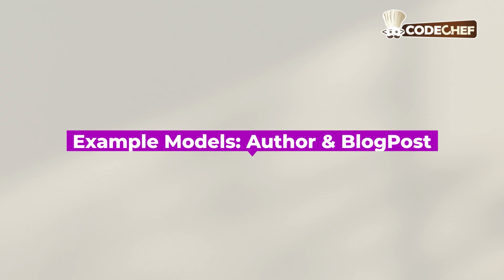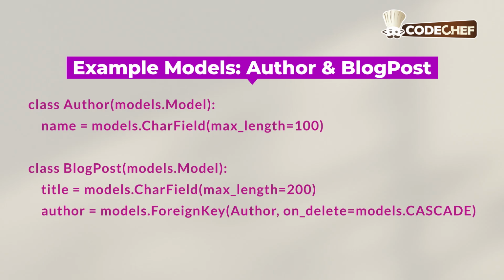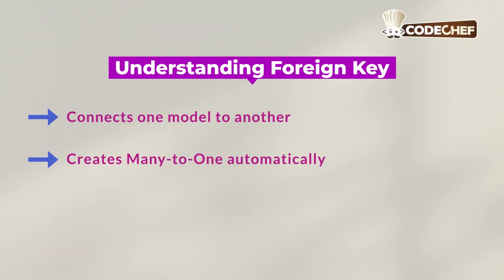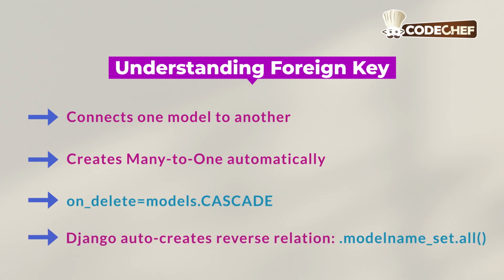Let's take an example here. The blog post model has a foreign key pointing to author. This tells Django that each post belongs to one author, but an author can have many posts. The foreign key field creates the relationship. Now using on_delete equal to models.CASCADE means that if the author is deleted, then all their related blog posts will also be deleted. Django also creates a reverse relation automatically.